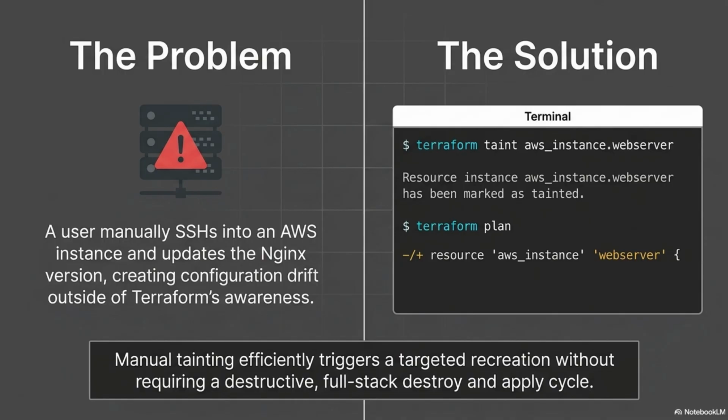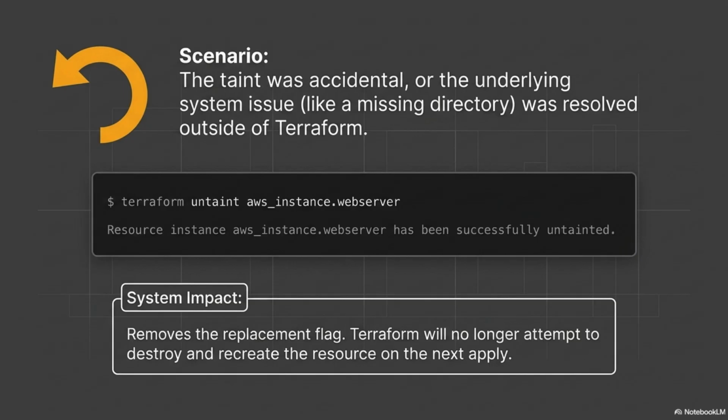You haven't touched the rest of your stack. You haven't run terraform destroy. You've surgically targeted exactly the resource that went out of compliance and scheduled it for clean recreation. That's manual tainting. It's precise, it's controlled, and it keeps your infrastructure honest without requiring a full stack destroy and apply cycle. Untaint. Reversing a taint.